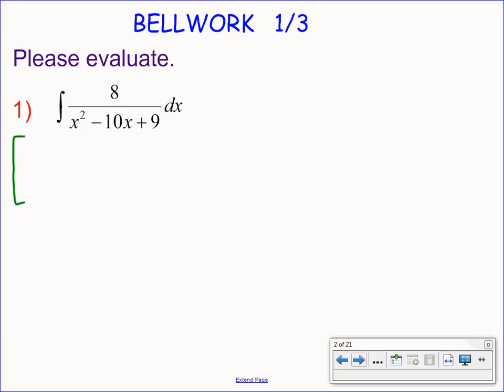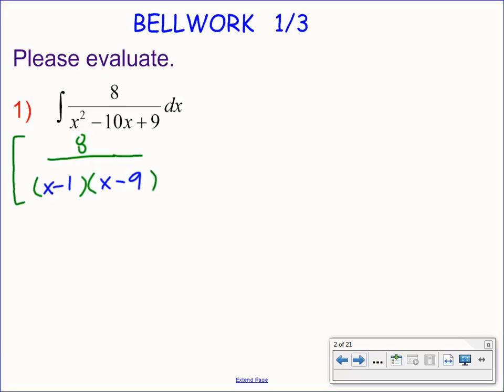I'm going to factor that denominator. And we have several resident expert factors in here, so I'm going to call on you to share your linear factors. So get ready. X squared minus 10x plus 9 factors into, Riley? X minus 1 and x minus 9.